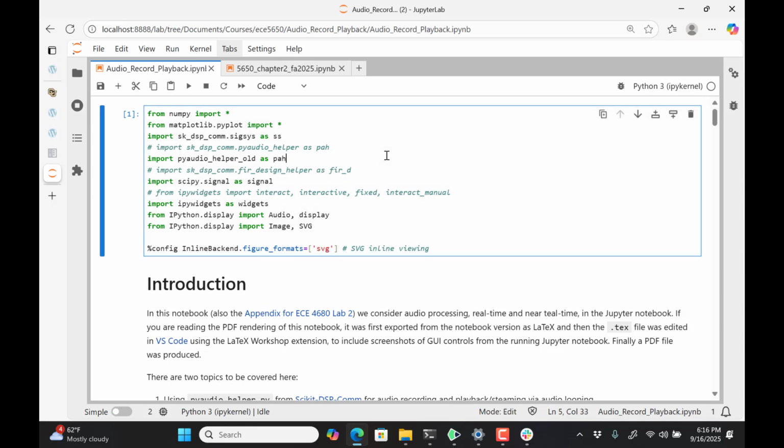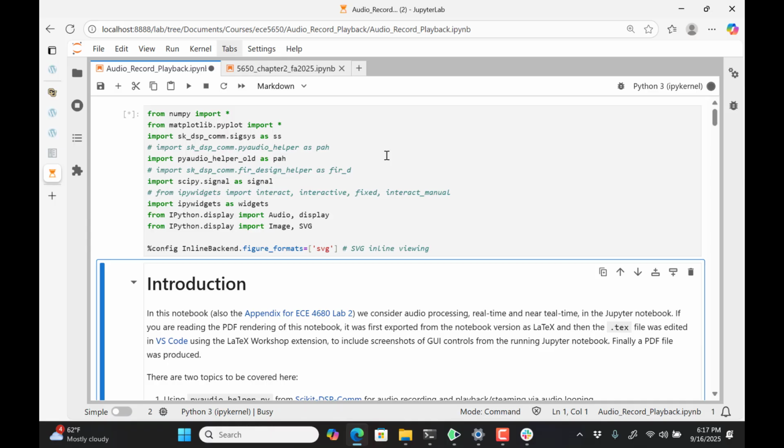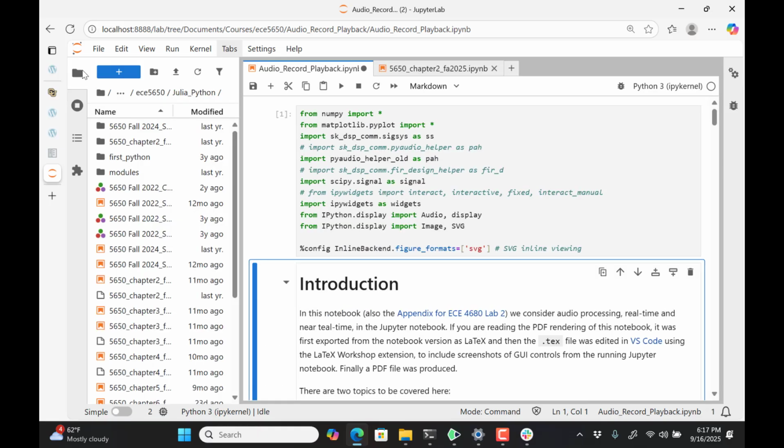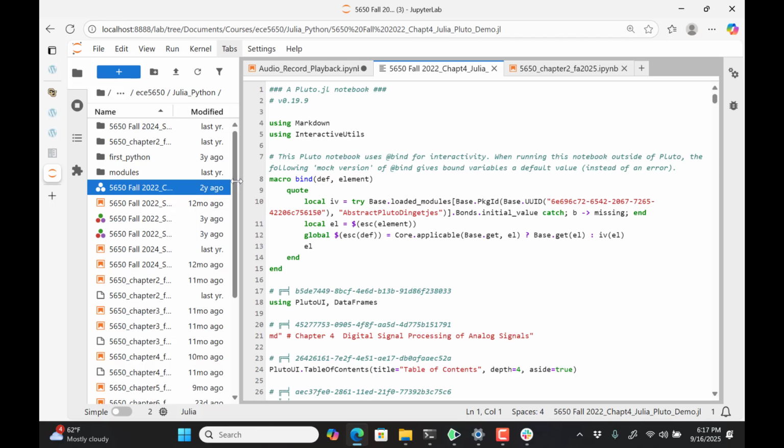So let's launch this. Notice I imported ipywidgets, I imported signal, and I imported, in place of the original Pi Audio Helper, which I haven't downloaded because it's not right, I'm just importing it locally, so it's right in my folder. And you can always see what's in your folder. This particular example, actually I don't know.